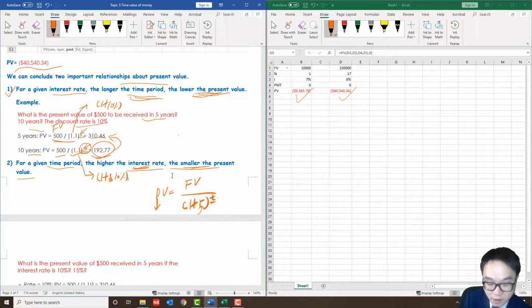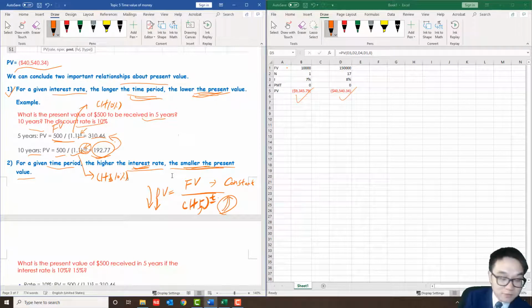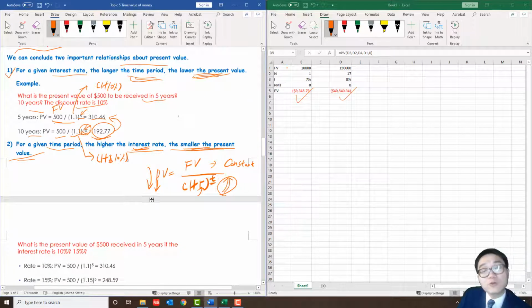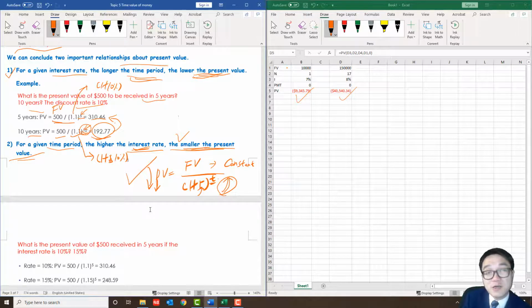That makes sense. The higher the R, the bigger this denominator. Suppose FV does not change, it's a constant number. The bigger the denominator, the smaller the present value. If we use numbers to illustrate this conclusion, we're going to get the same answer as in these theoretical concepts. We're going to talk about it on the next page. This is page 3.